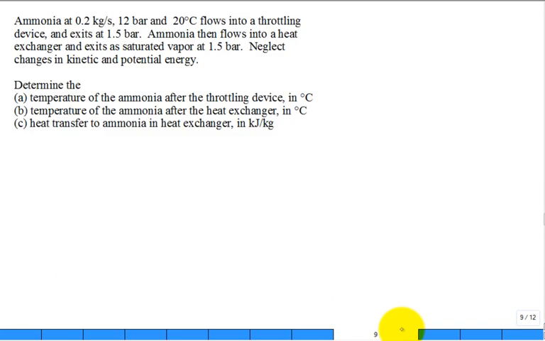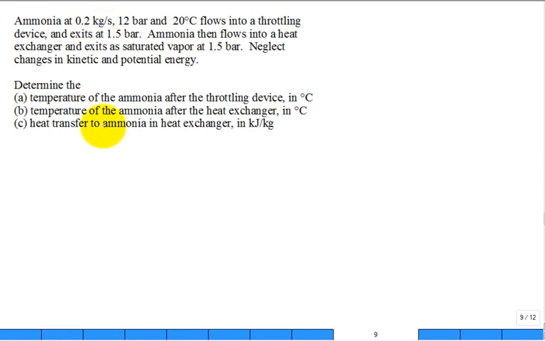Anyway, what we need to do is analyze a throttling device, and the purpose is simply to have a high pressure drop across it. No heat transfer, no work transfer. They're used often in refrigeration systems. I don't know if I have enough time to solve this problem, but let me set it up.